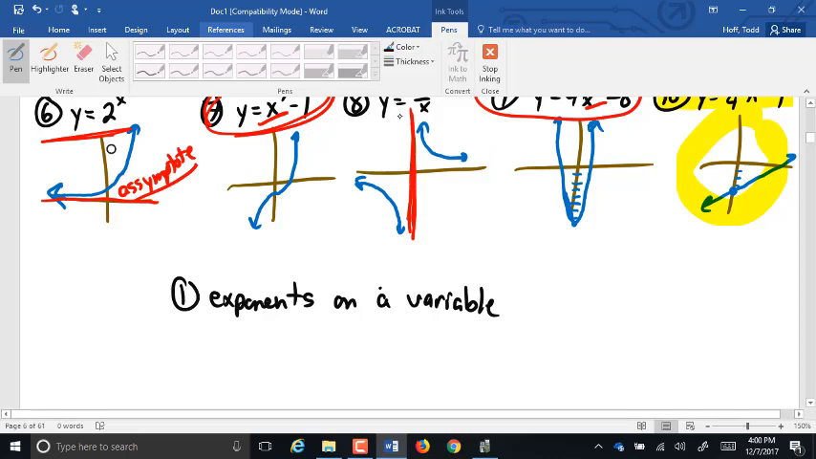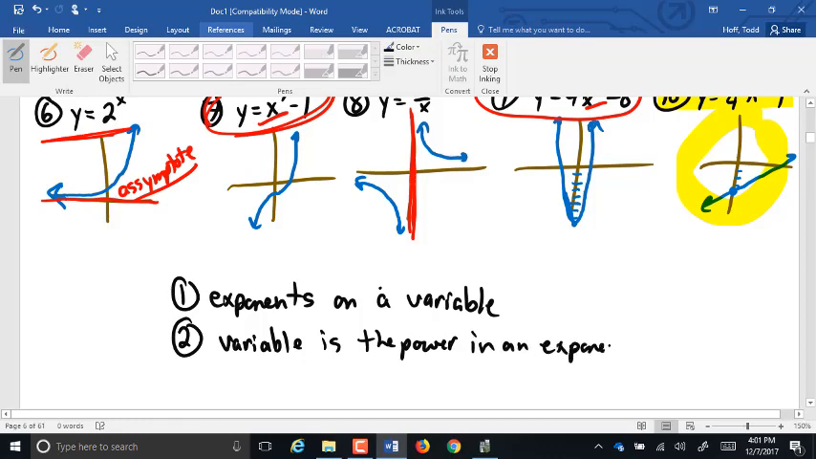It still has to do with exponents, but instead of an exponent being on the variable, in number 6 there, y equals 2 to the power of x, the variable is the power of an exponent. It's not x to the power of 2 or x to the power of 3, it's 2 to the power of x.